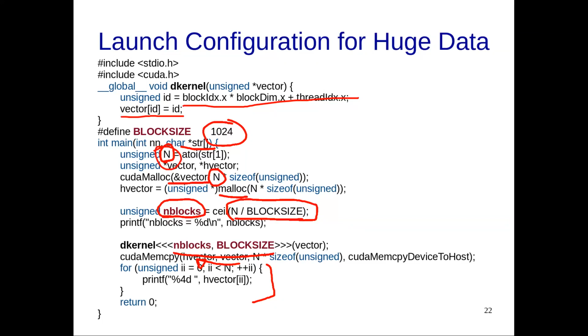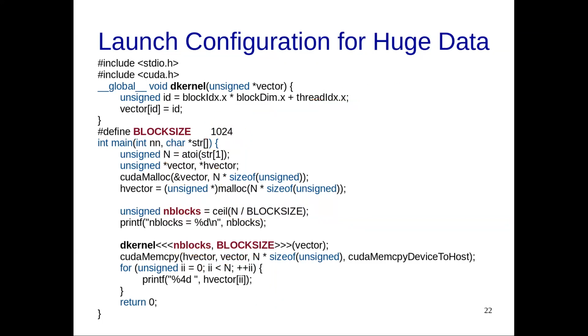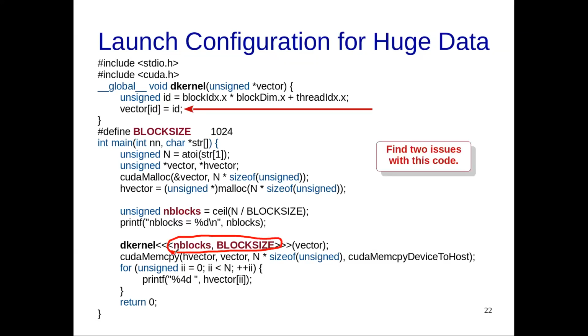There are two issues with this code. Can somebody point out what are the two issues with this code? So remember this slide. This is how you are going to allocate memory and allocate the threads corresponding to an arbitrarily sized problem size. Okay, so I can point you to where the problems are, right? So one problem is here, another problem is here.